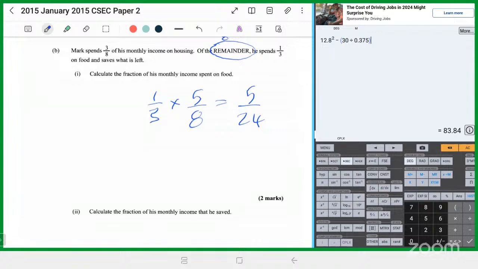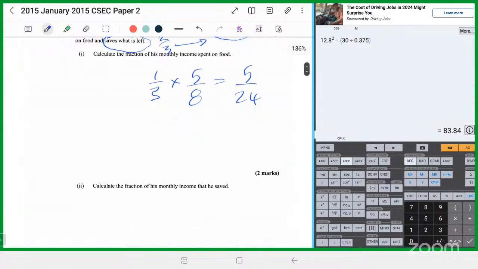Next part now says calculate the fraction of the monthly salary that is saved. So he saves the rest, right? So he has 5/8 left after the housing, and he spends 1/3 of that 5/8. He spends 1/3 on food, and he saves the rest. So he saves 2/3 of the 5/8. That's what he saves. All right. So calculate the fraction of his monthly income that he saved: 2/3 of the 5/8 of the salary.